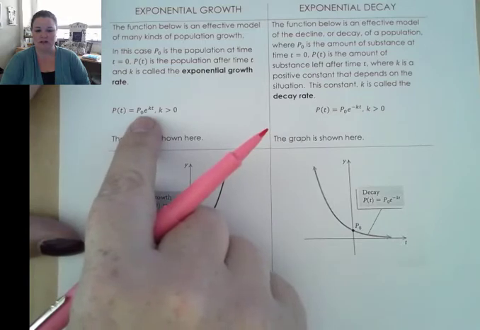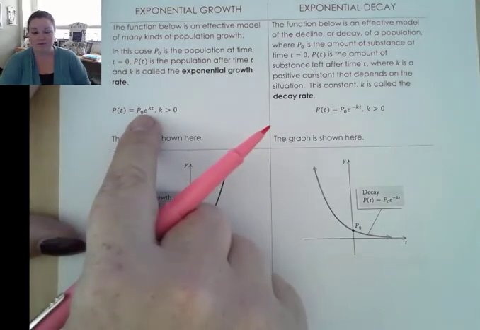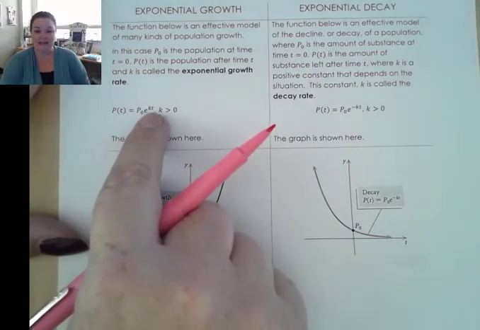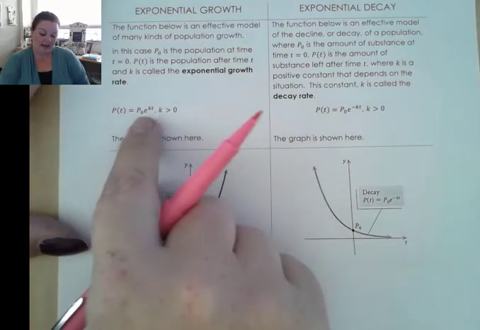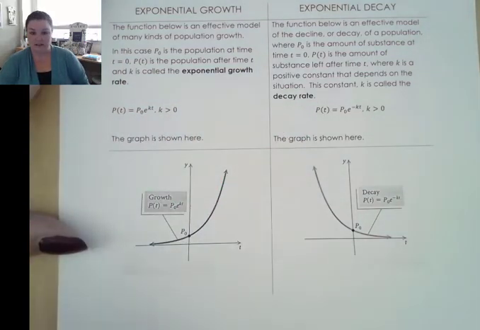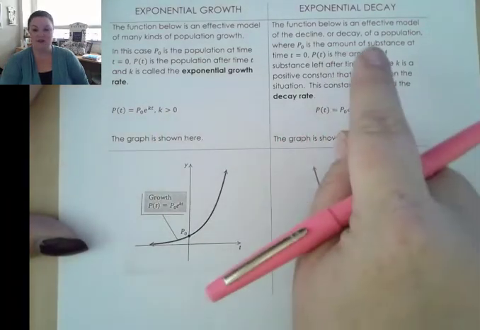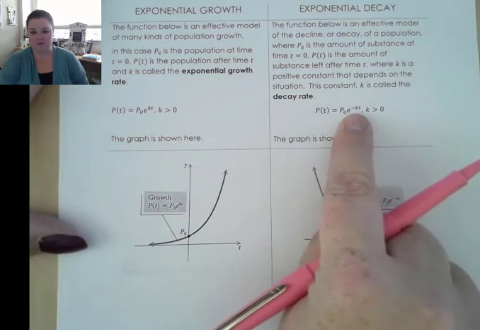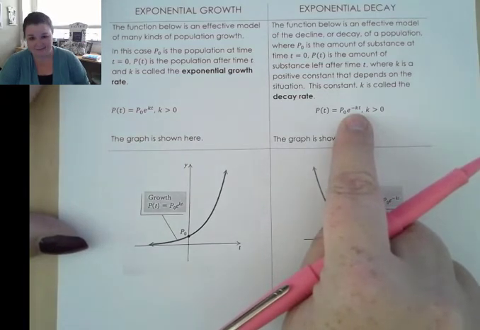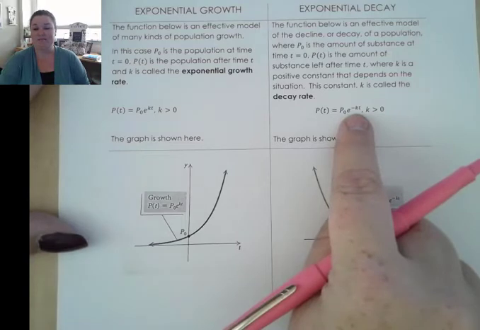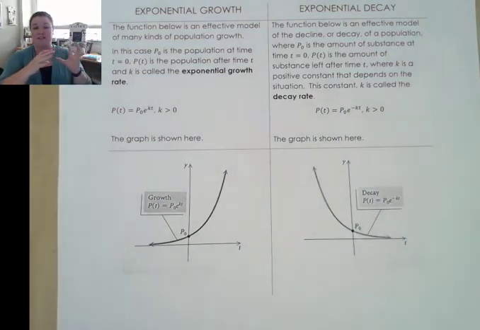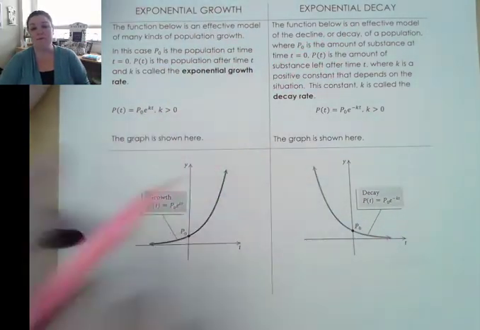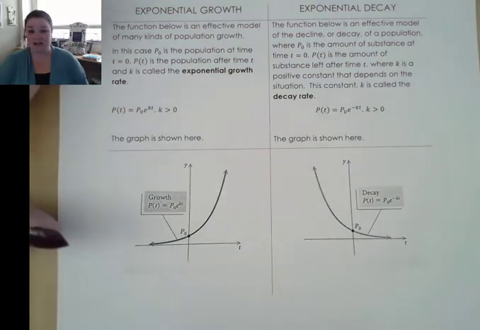P of t equals P naught, or P sub 0, e to the k times t. Okay, now k is our rate. It's our growth constant or our decay constant. When we talk about decay, our k will end up negative because over time it's decaying, which means that there should be less amount of whatever it is that we're talking about, right? Growth over time, there should be more. So our rate should be a positive one.